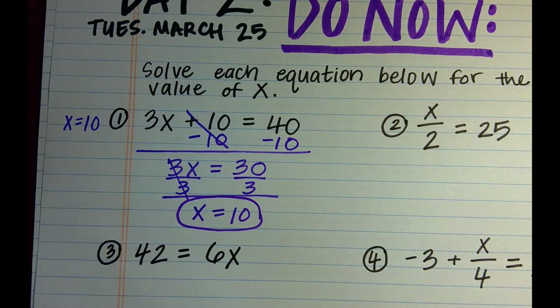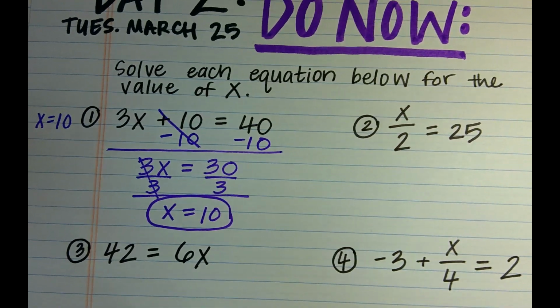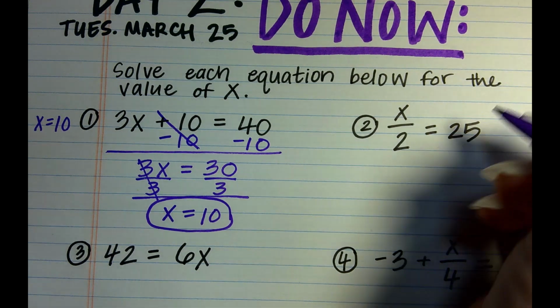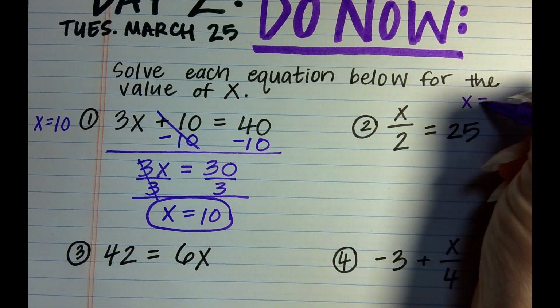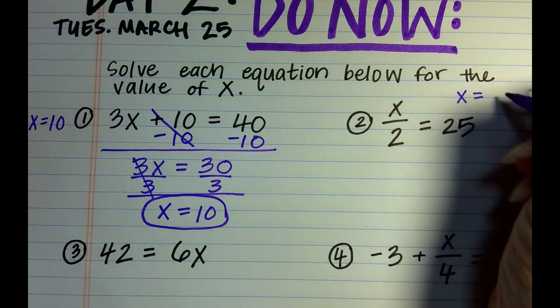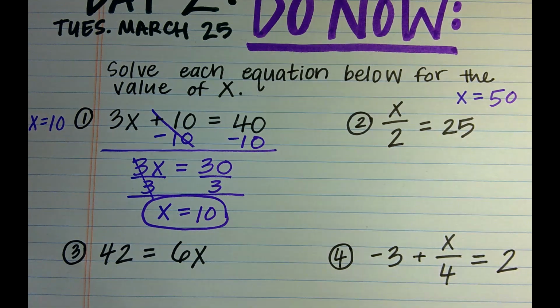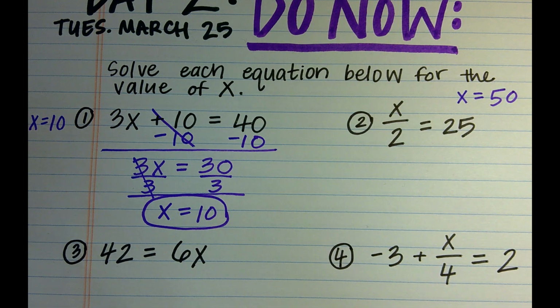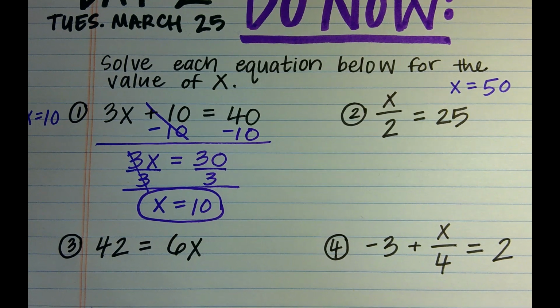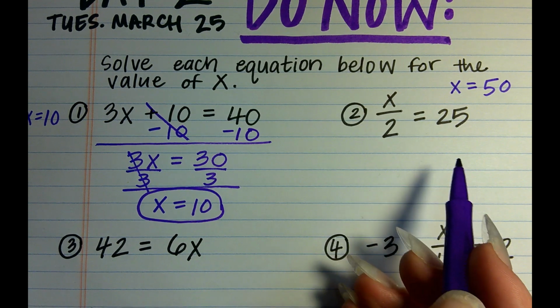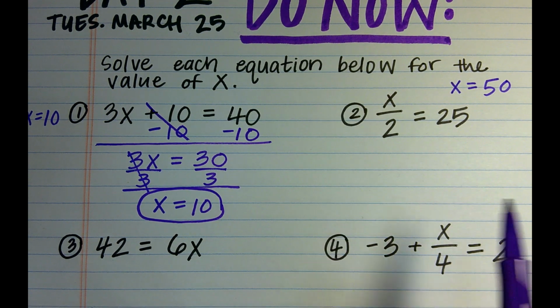Amazing. Okay, let's look at number 2. What values of x did you guys get on number 2? 50. Did anyone get something different than 50? That is wonderful. It is 50. How do we get 50? Multiply by 2 on each side.